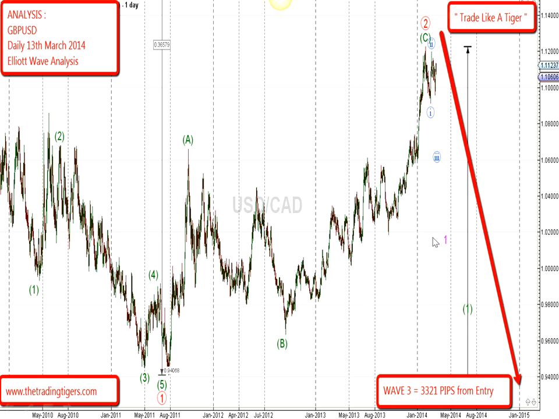But within there, of course, it's the minor waves which will start filling up to start to give us an overall perspective for potential trades within. So that's all I can say for now.